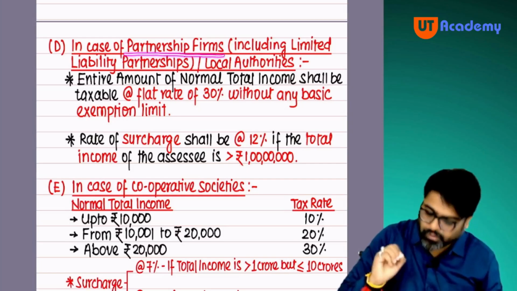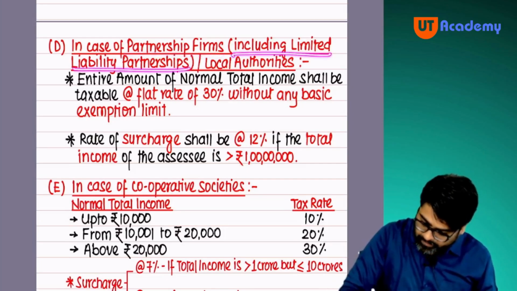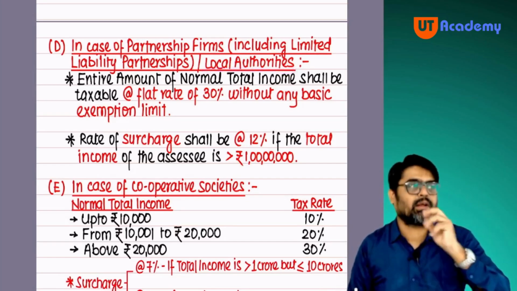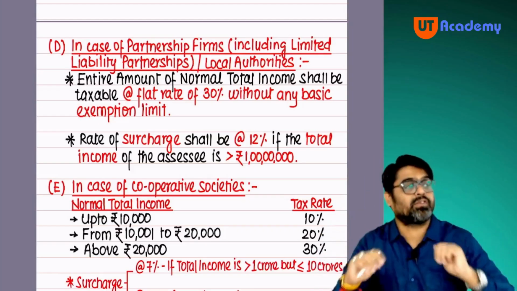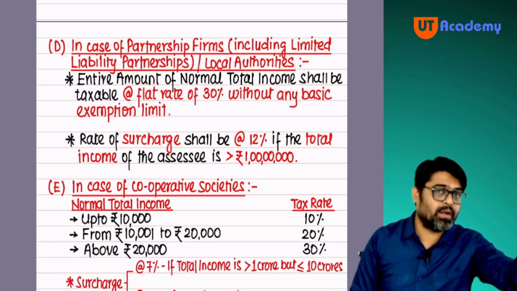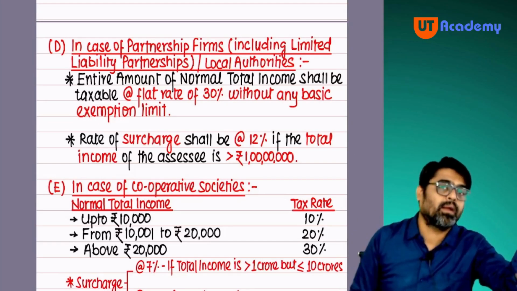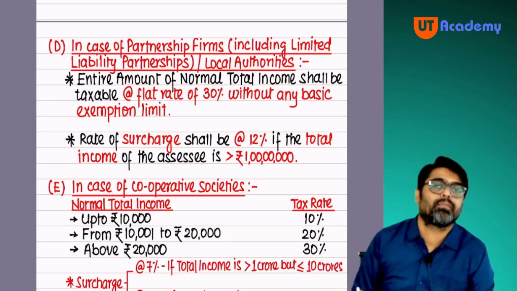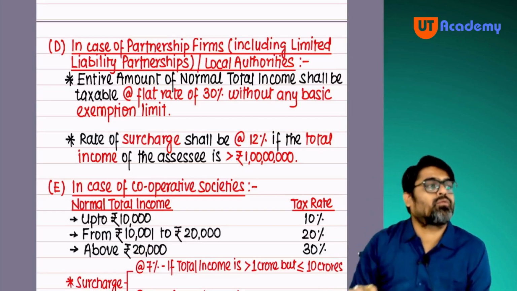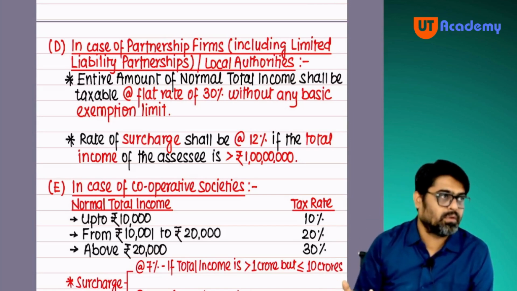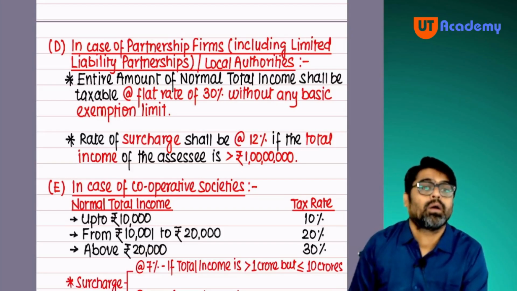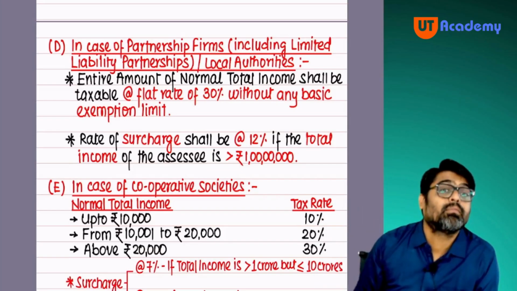A partnership firm, including LLP, or local authority. 2 more persons are covered. How many categories of persons are there? Individual covered, HUF covered, AOP/BOI covered, AJP covered. How many still remaining? Out of that, 2 are covered here: partnership firms and local authorities. You will calculate the total income for them. Special income, special rate. No change. But normal income? Normal rates.